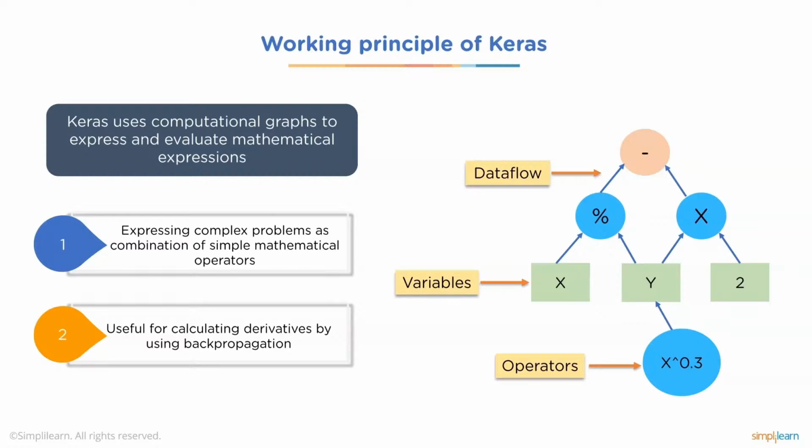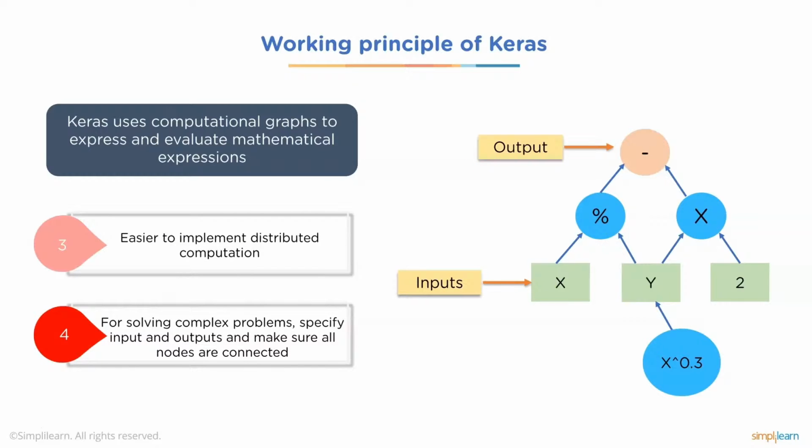So if we're doing this with neural networks, when we send the error back up to figure out how to change it, this makes it really easy to do that without banging your head and having to hand write everything. It's easier to implement distributed computation, and for solving complex problems, specify inputs and outputs and make sure all nodes are connected. And so this is really nice as you come in through, is that as your layers are going in there, you can get some very complicated different setups nowadays, which we'll look at in just a second. And this just makes it really easy to start spinning this stuff up and trying out the different models.